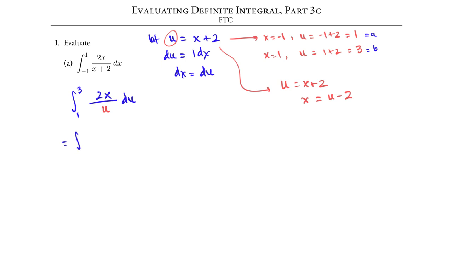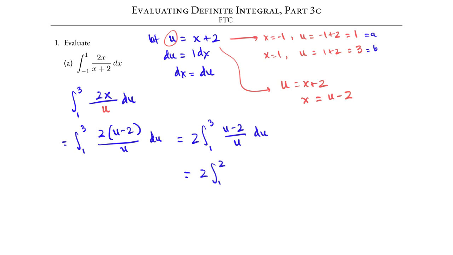This integral is now the definite integral from 1 to 3 of 2 times x, but x is now u minus 2, over u du. 2 is a constant multiple, so we write it in front of the integral. The integral from 1 to 3. The integrand is now u minus 2 over u, and then du. We separate this fraction: u over u minus 2 over u du. U over u is 1, minus 2 over u du.